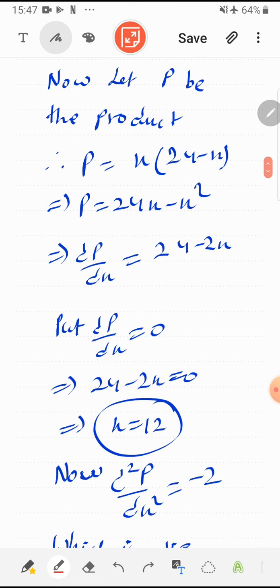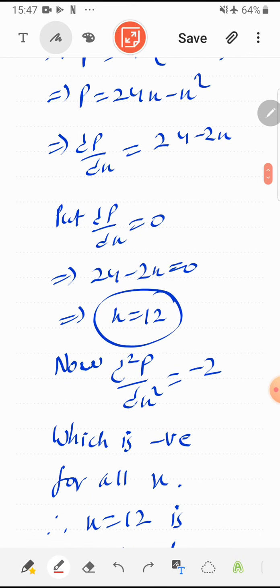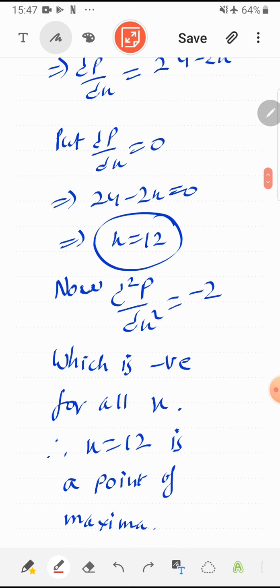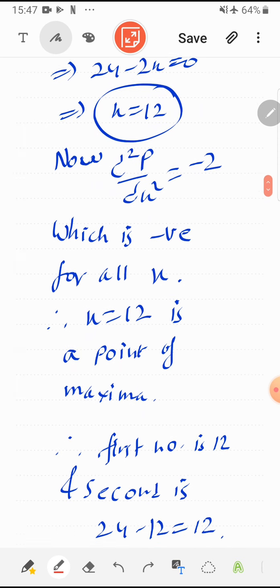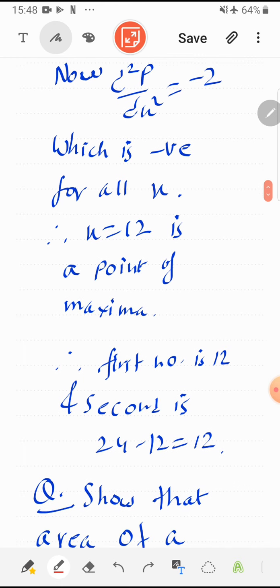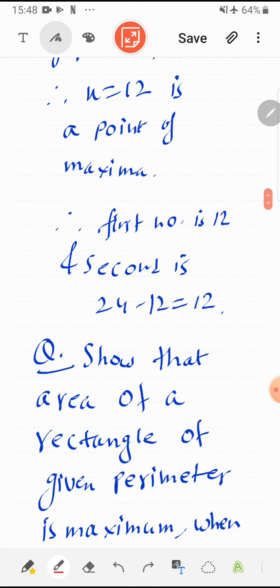Now when we take the double derivative, it becomes minus 2, which is clearly negative for all x, because there is no x. That means x is equal to 12 is the point of maxima. Now the first number is 12 and the second number is 24 minus 12, which is 12 again. Now let us pick the next question.